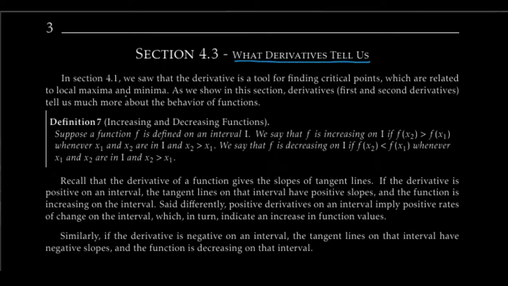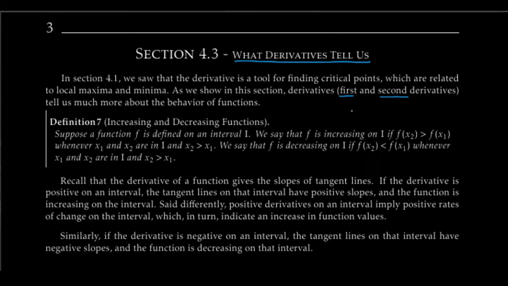So, in section 4.1, we saw that the derivative is a tool for finding critical points, and that critical points are related to the local maximum and minimum of a function. What we're going to show in this section is that derivatives, both the first and the second derivative, tell us a lot more about the behavior of functions.